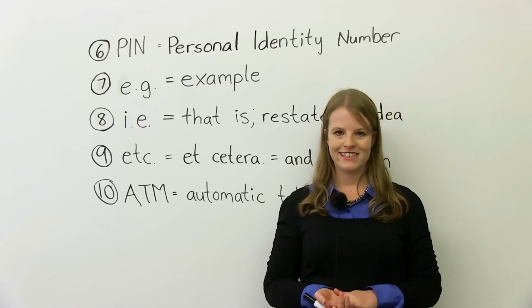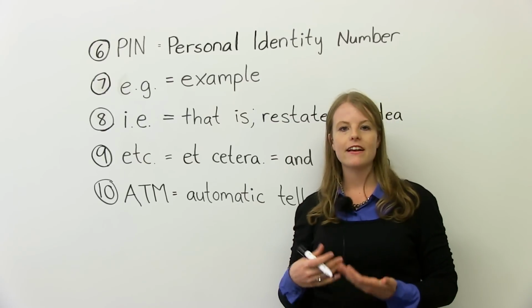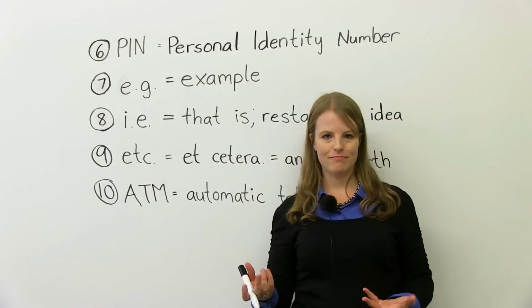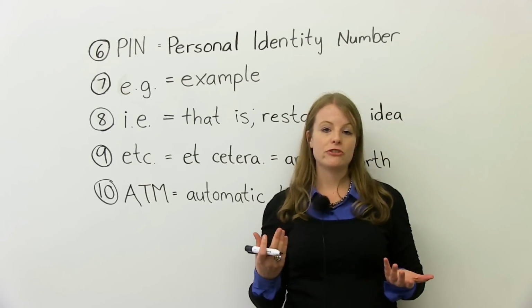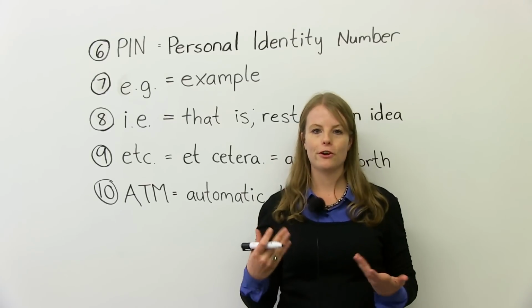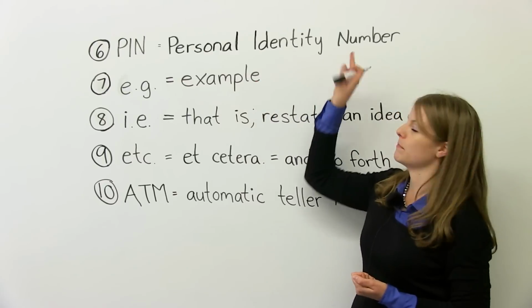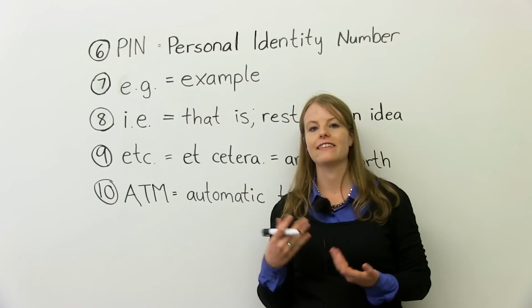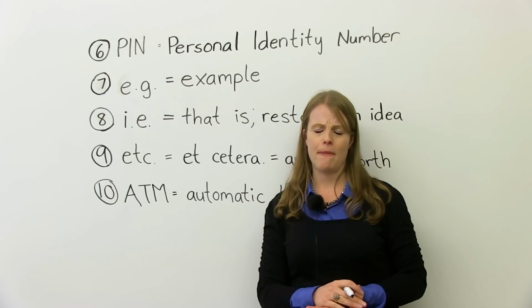Number 6 on our list is PIN. So a PIN is a password. Usually you use it with your bank. Maybe you have a debit card. You put it into a machine and it asks you for your PIN. PIN means personal identity number. So it's a number. Sometimes it's 4 digits, sometimes it's six numbers, and it's pretty much a password.